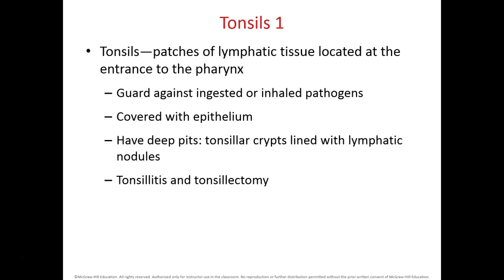So another lymphatic organ is the tonsils, and they're patches of lymphatic tissue, and they're located at the entrance of the pharynx. Some of you may have even had yours removed already. They guard against ingested or inhaled pathogens, and they're covered with epithelium, and they have deep pits in them, and these are called tonsillar crypts that line the lymphatic nodules. Tonsillitis is when you have an infection and they get swollen, and then you may have a tonsillectomy where they're removed.